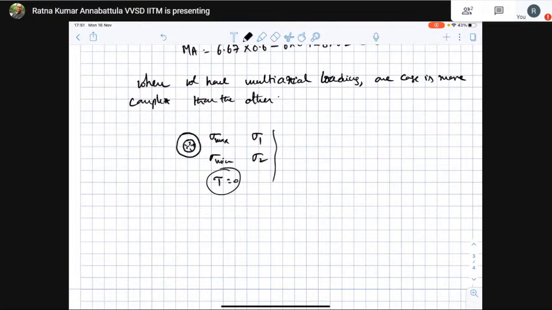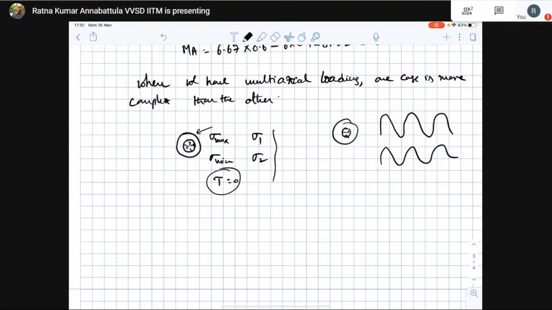Right? However, when you have along with that, let us say, steady torsion on the pressure vessel, you have sigma 1 varying like this, sigma 2 also varying like this, and you have a torsion, steady torque T, that is given by a tau given by TR by J.